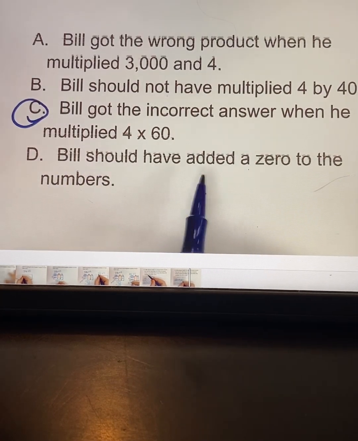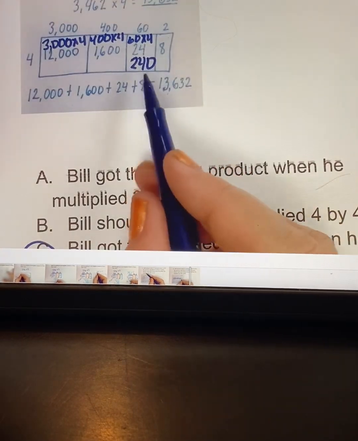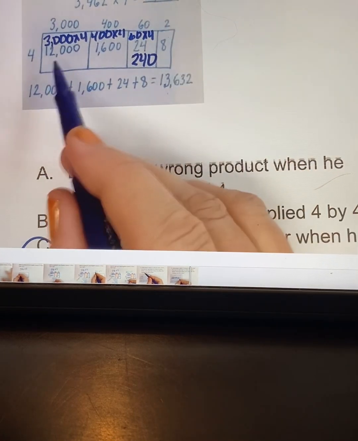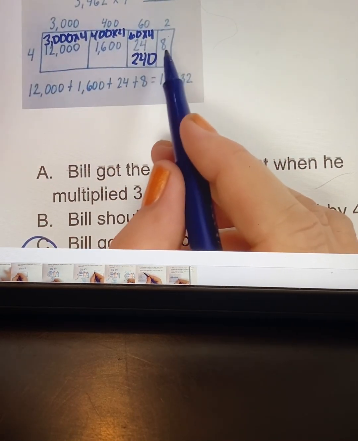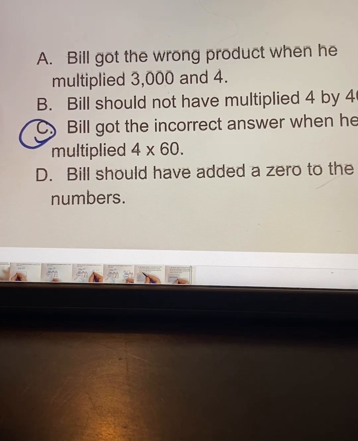D, Bill should have added a 0 to the numbers. Well, he should have on this one, and he didn't. But should he have added a 0 to this one? 4 times 2 is 8. No, so that would not be the correct answer. Your correct answer would be C.